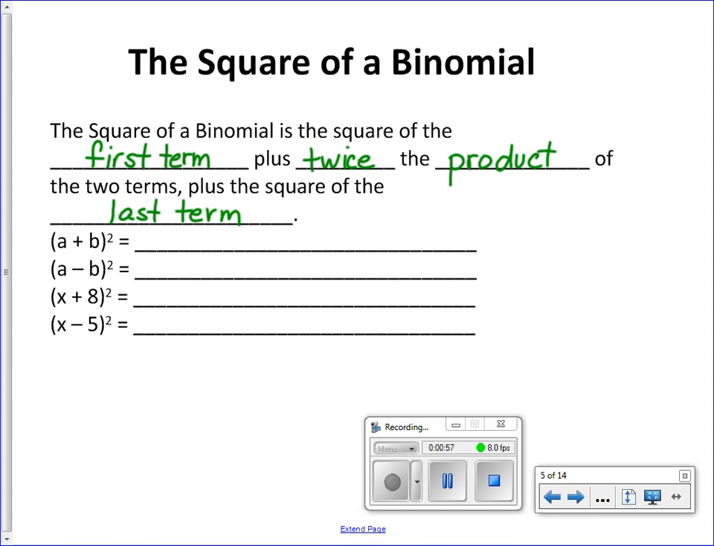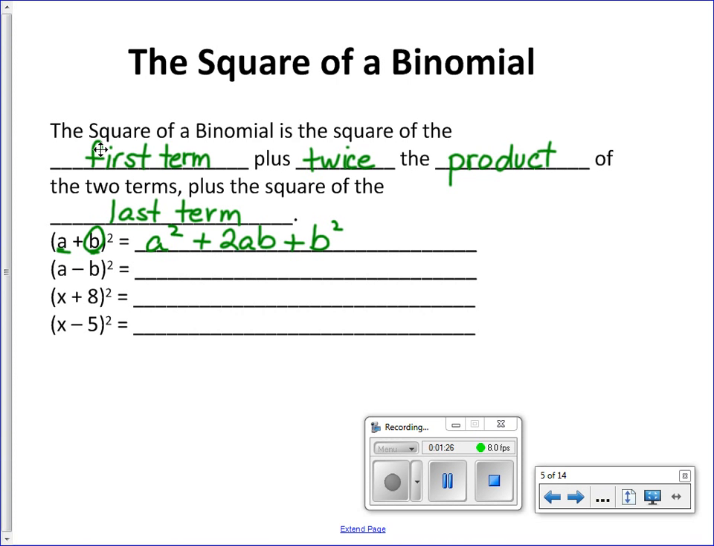All right, so applying this to the problems that we have, we're going to take the first term, a, and square it. We're going to take the product of the two terms, a times b, and take twice that, so 2ab. And then we're going to take the last term, b, and square it.